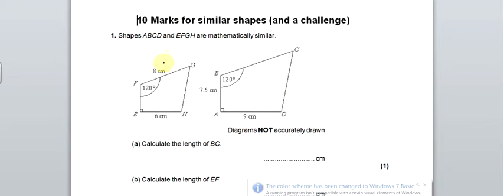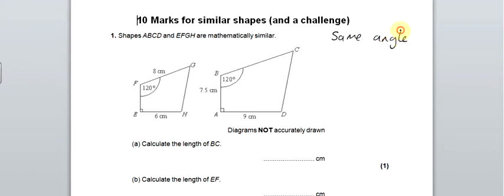I hope you've had time to have a go at this. We're looking at similar shapes. So, question 1. These two shapes are mathematically similar. That means they have the same angles. And one is an enlargement of the other.